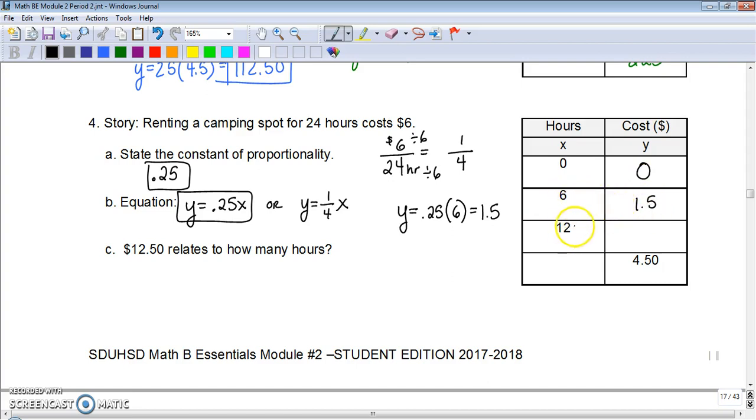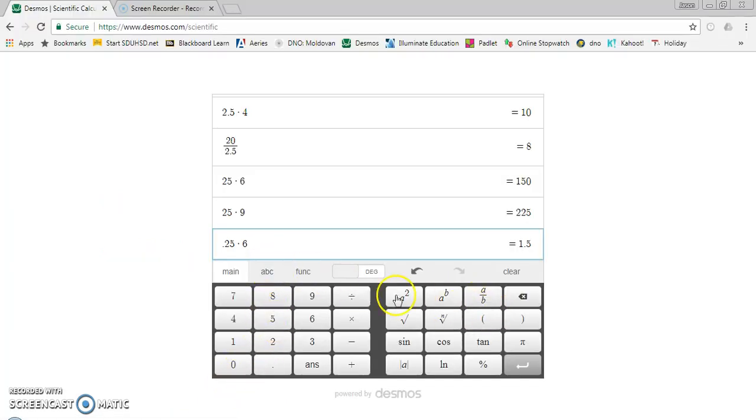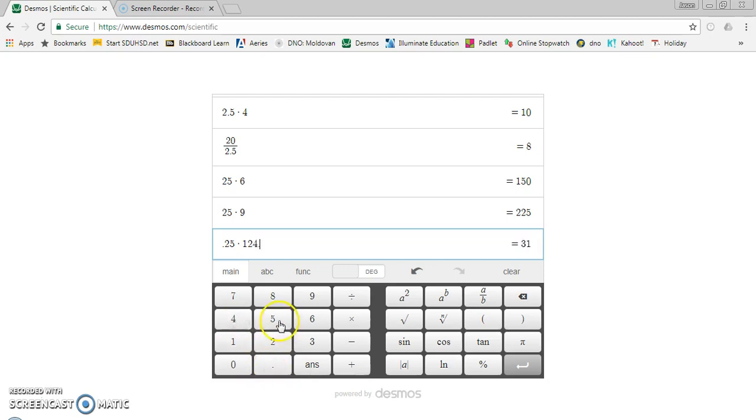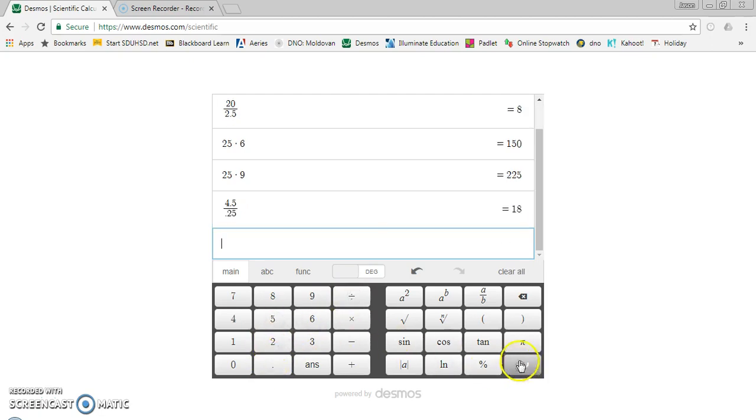For 12, if I'm doubling this, this is probably 3. Let's double check it. So now I'm doing 12. I could even just adjust what I have entered here. That's $3, okay. And then $4.50. What's going to cost $4.50? $4.50 equals 0.25x. Divide both sides by 0.25. So 4.5 divided by 0.25 is 18.